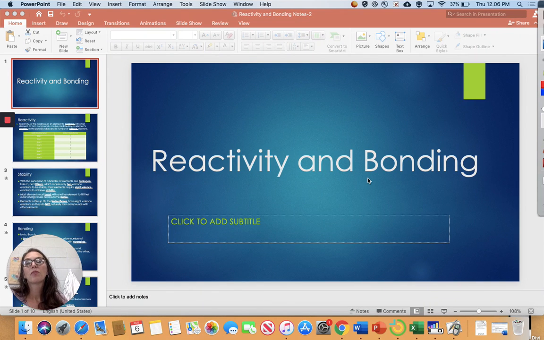Okay, guys, today we're going to talk about reactivity and bonding. I just want to kind of recap what we've learned so far. First of all, if you have not done the basic chemistry vocabulary activity, do that because it has a lot of terms and things that are important with this unit.